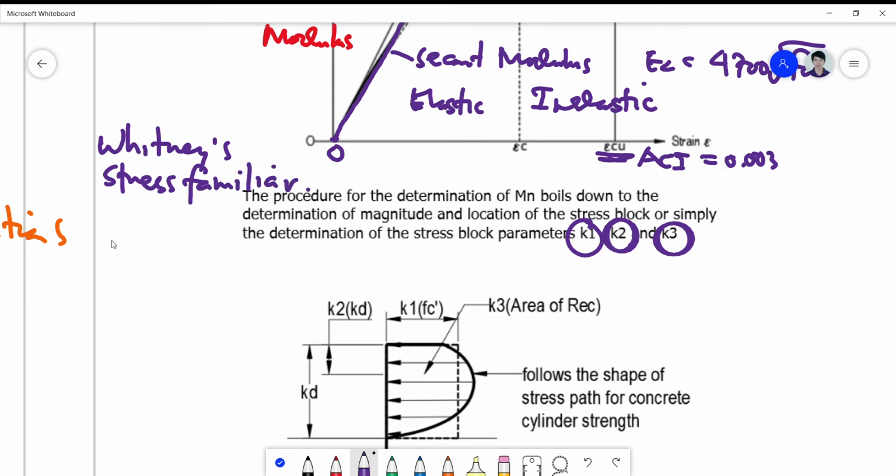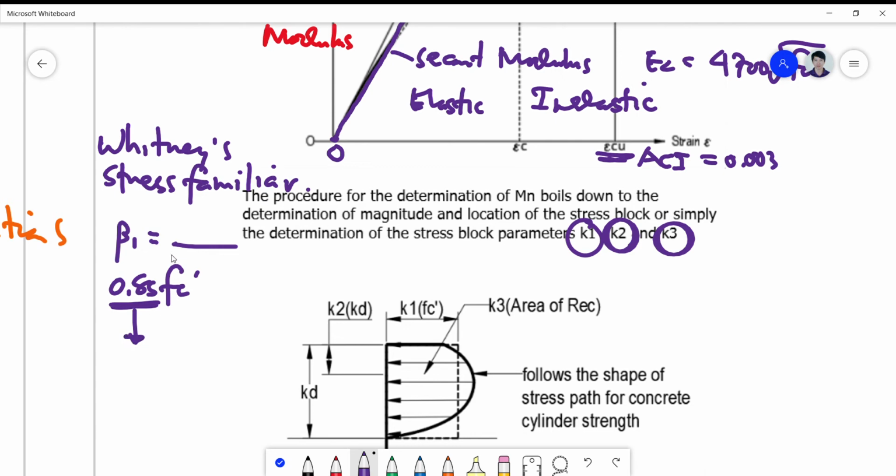Okay? What is Whitney's stress block? The beta 1 and 0.85 fc prime. Those are our stress block parameters. Okay? So, beta 1 has an equation, blah, blah, blah. And this 0.85 here.